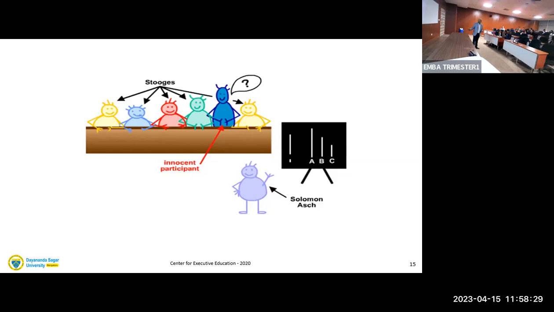So the professor asked guy number one, who had already been set up, tell me, this is the target line. This line is equal to which line? This fellow deliberately said, this target line is equal to line C. Is that the right answer? But he said C. Then he went to this fellow, also his friend. He also said C. Then this fellow, he also said C. Then he suddenly came to this innocent fellow who had no idea what was going on and asked him, what do you think? He can make it out, but he said C.